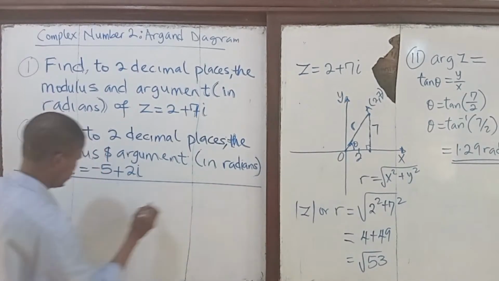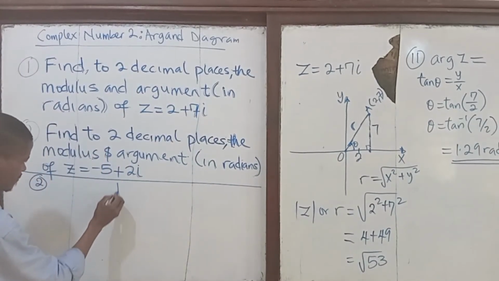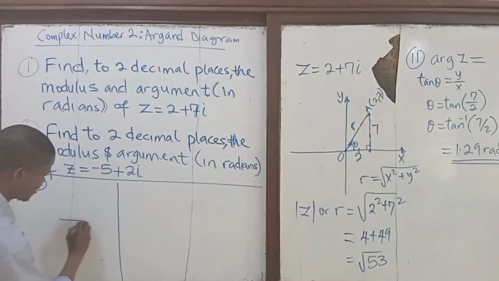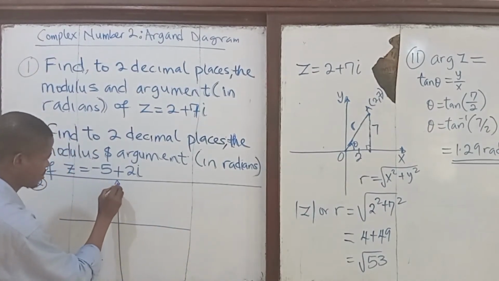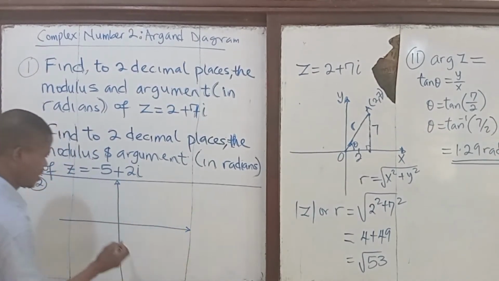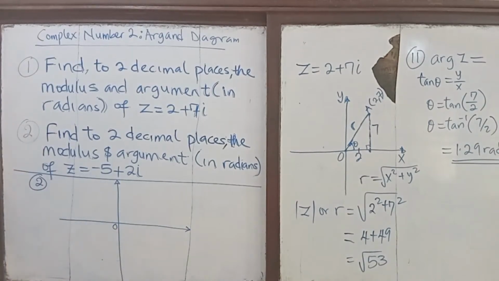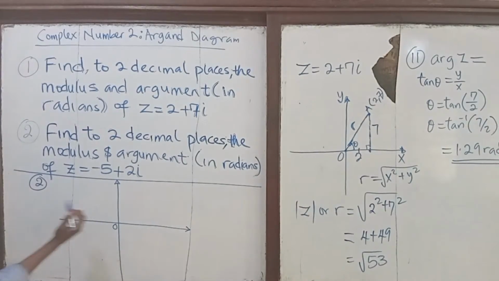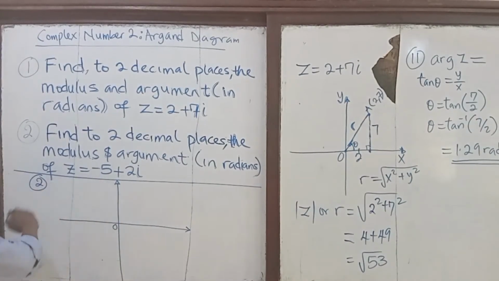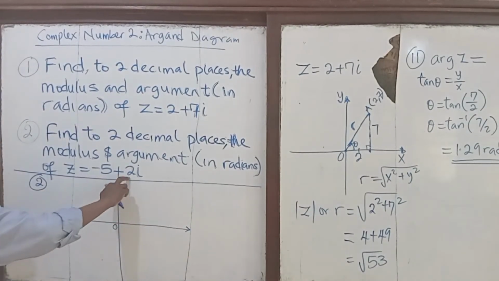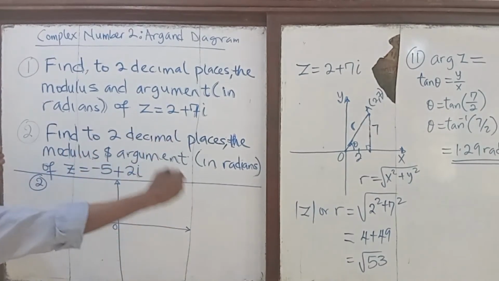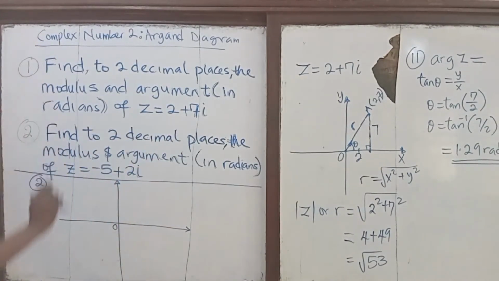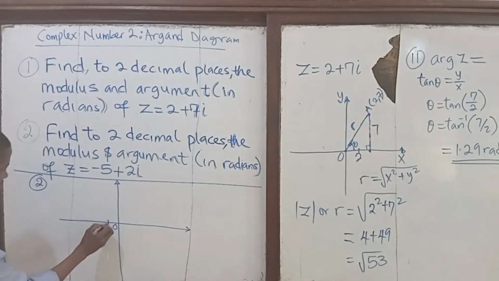Question 2, we have this. Draw your Cartesian plane, but it's not a must. You can skip that and just do it straight away. This is the origin. We have -5, which will be on the negative x-axis. The real part is on the horizontal. The imaginary part, the attachment to your i, will be on the vertical. So this is -1, -2, -3, -4, -5. And then you go up.